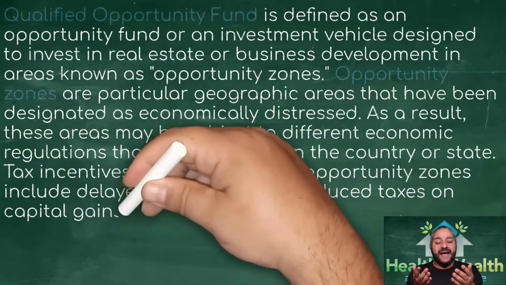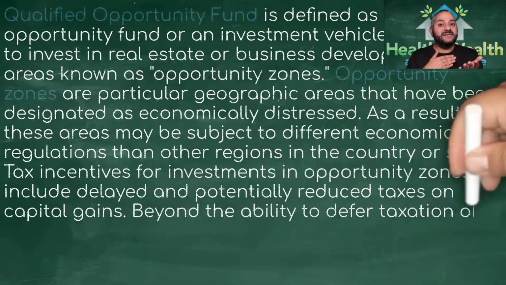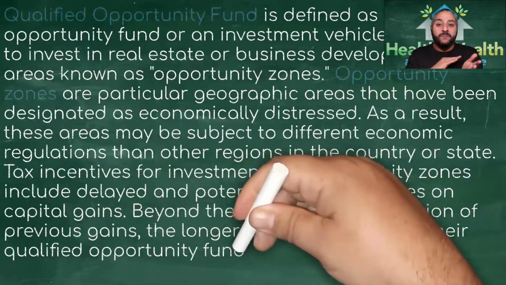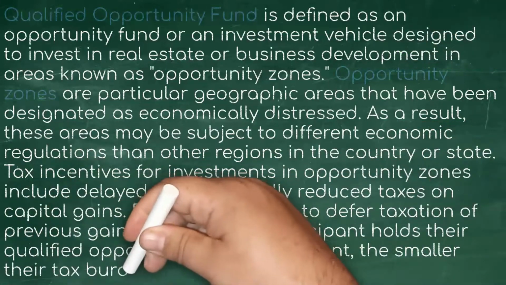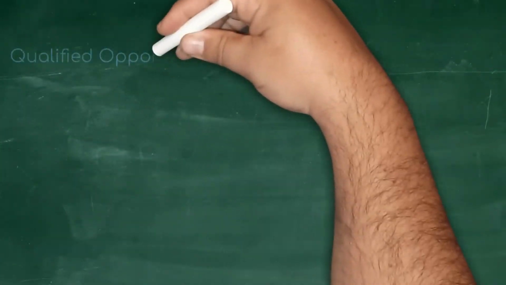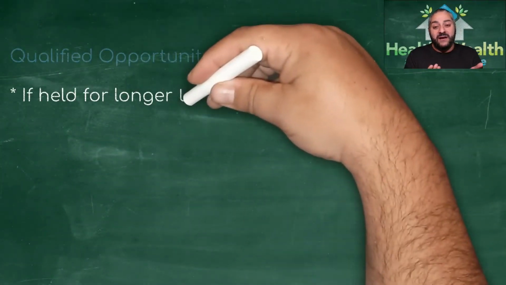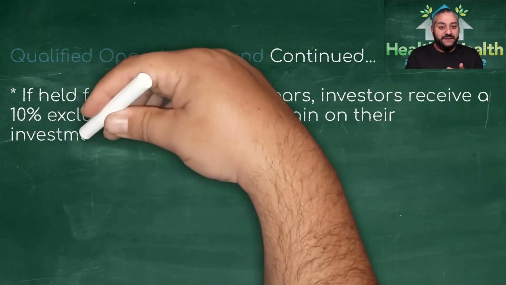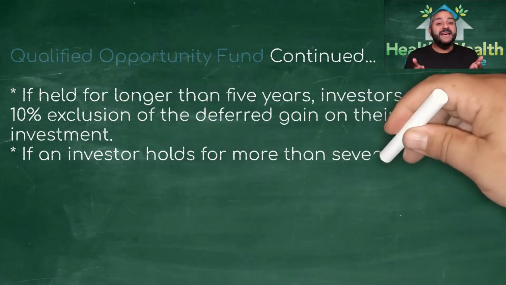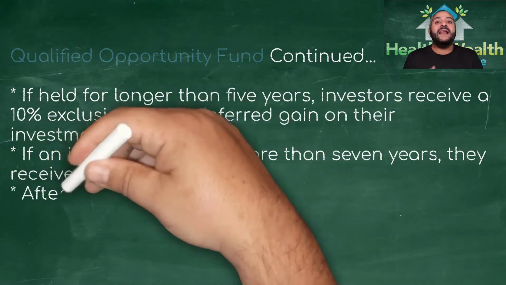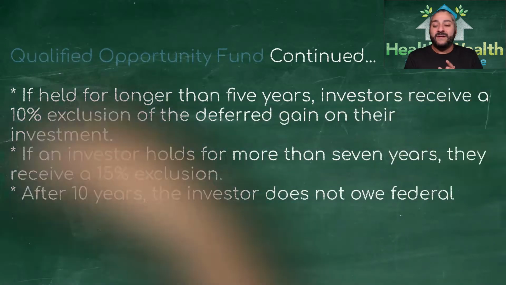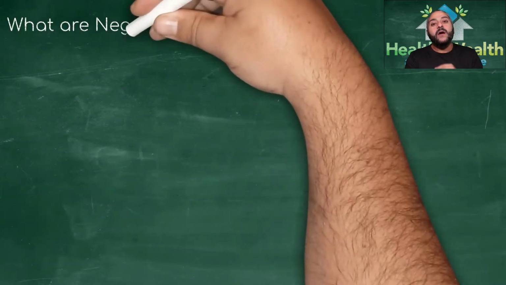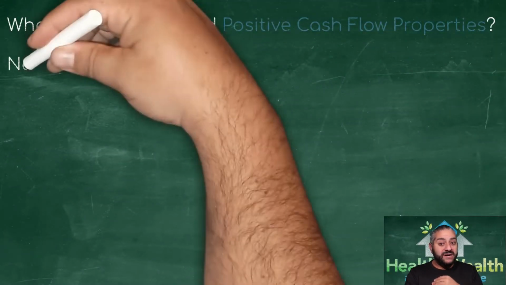Beyond the ability to defer taxation on previous gains, the longer a participant holds their qualified opportunity fund investment, the smaller their tax burden may be. If held for longer than 5 years, an investor receives a 10% exclusion of the deferred gain on their investment. If an investor holds for more than 7 years, they receive a 15% exclusion. And after 10 years, the investor does not owe federal income taxes on the fund's appreciation by the date of the sale. What are negative and positive cash flow properties?